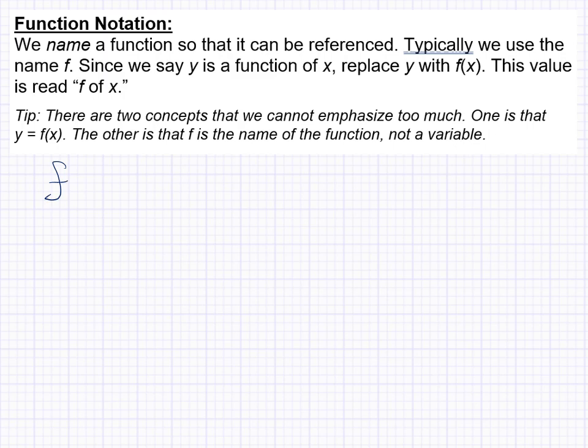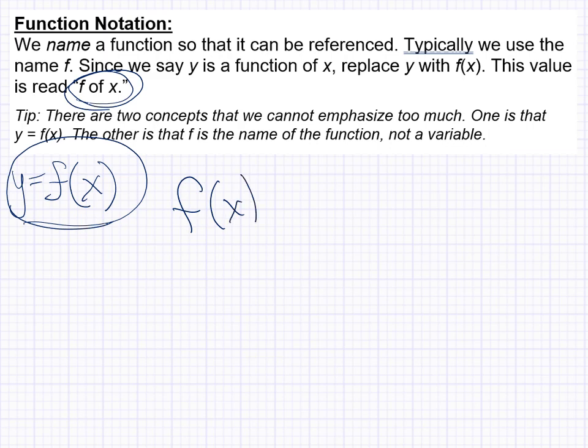And since we're going to solve these equations for y in order to determine if we do have a function, and y is a function of x, what we do is we replace the y with this notation f parentheses x, which is read f of x. And since y is a function of x, that should make sense to replace y with this f of x notation. So in that previous example, I could have written that equation as f of x equals negative 2x squared minus 1 instead of y equals negative 2x squared minus 1.